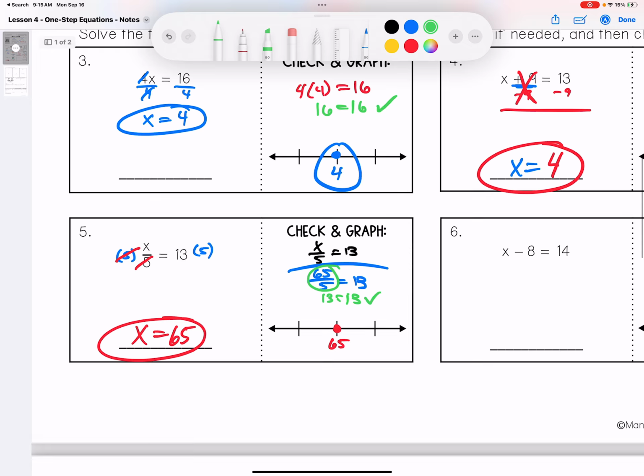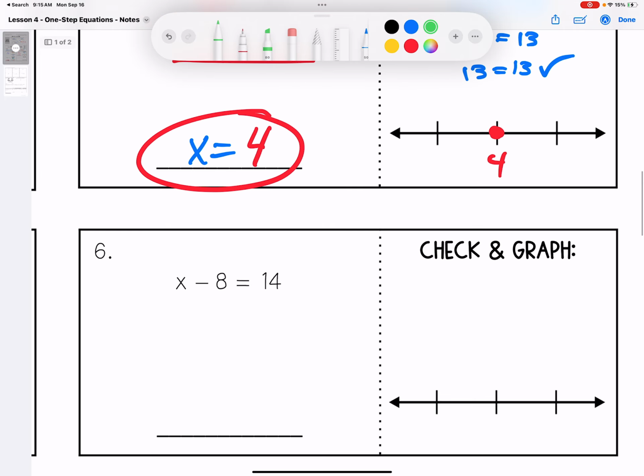All right, last one on the front page here. We need to isolate x, so we need to get x equals something. How do we do that? We get rid of that negative 8. But so what's the opposite of that? We're going to add 8 to both sides. And you're left with x, as we said. 14 plus 8 is 22. Go ahead and graph that.